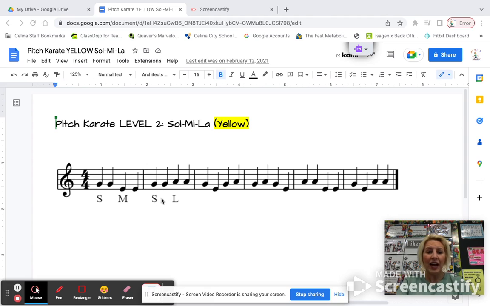Finally, we have our la syllable. La is on the second space just above so. That's why it's a little higher sounding. We have two la's here. La, la. Then we have one here. We have another one here. Two la's here. And finally, two la's to end the exercise.